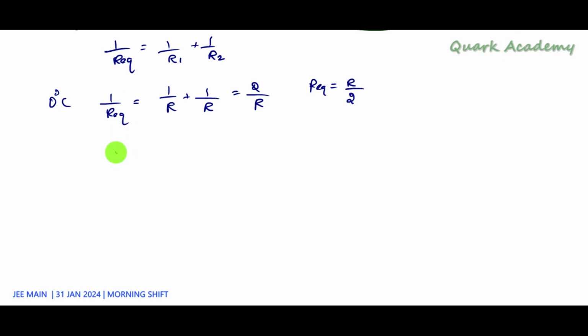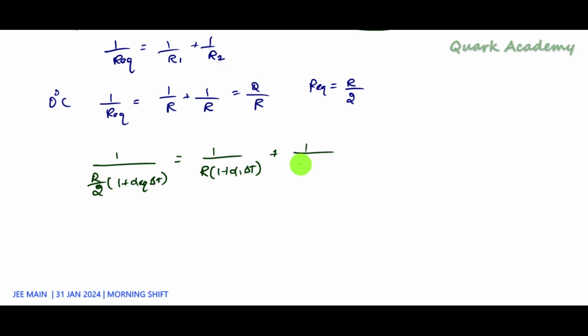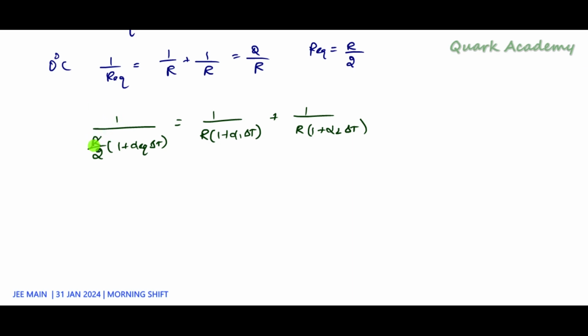So it is going to be R by 2 into 1 plus alpha equivalent into delta T, which is equal to 1 by R into 1 plus alpha 1 delta T plus 1 by R into 1 plus alpha 2 delta T. So the R can be cancelled and we can simplify this one.